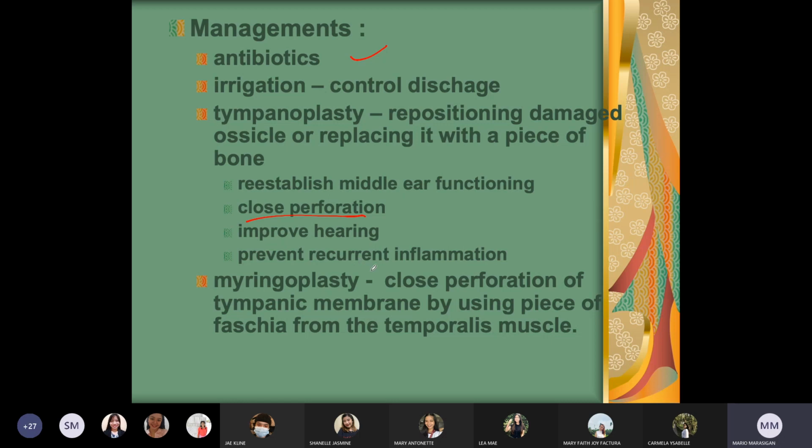For myringoplasty, it's also done to close the perforated area of the tympanic membrane by using a piece of fascia. Saan kukuha? Sa temporalis muscle. So yung temporalis muscle sa may temporal mo, kukuha sila doon and yun ang itatagpi or ilalagay doon sa area kung saan nabutas yung tympanic membrane.